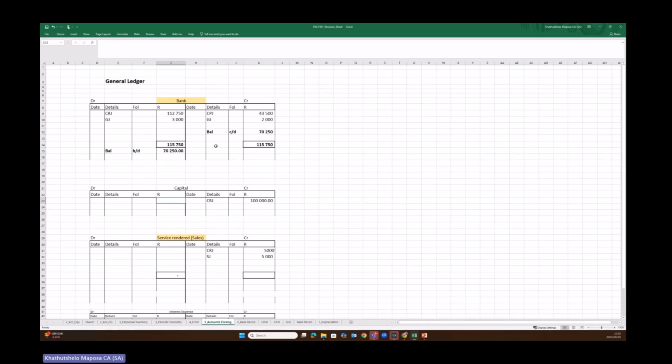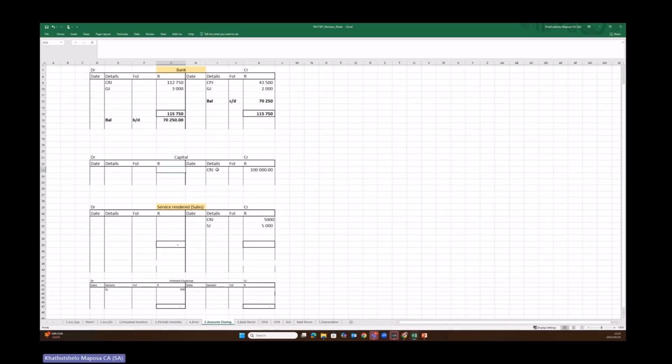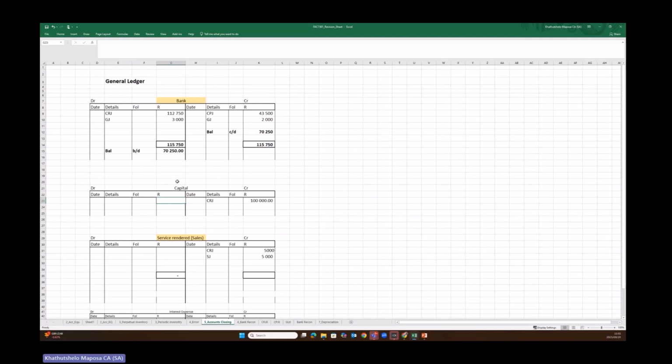The capital account, the process is the same because it's an equity account. You compare the debit side and the credit side. The credit side is 100,000, the debit side is 0. Between 0 and 100,000, the bigger is 100,000, meaning your total is going to be 100,000. On the debit side, 100,000 minus 0 is 100,000. You put 100,000 there as balance carried down. Then the balance brought down in the next reporting period is going to be 100,000.